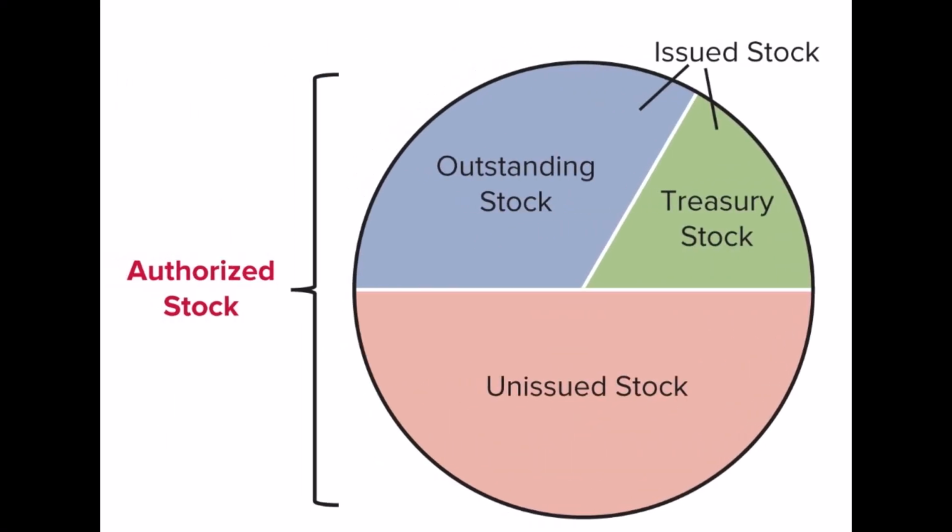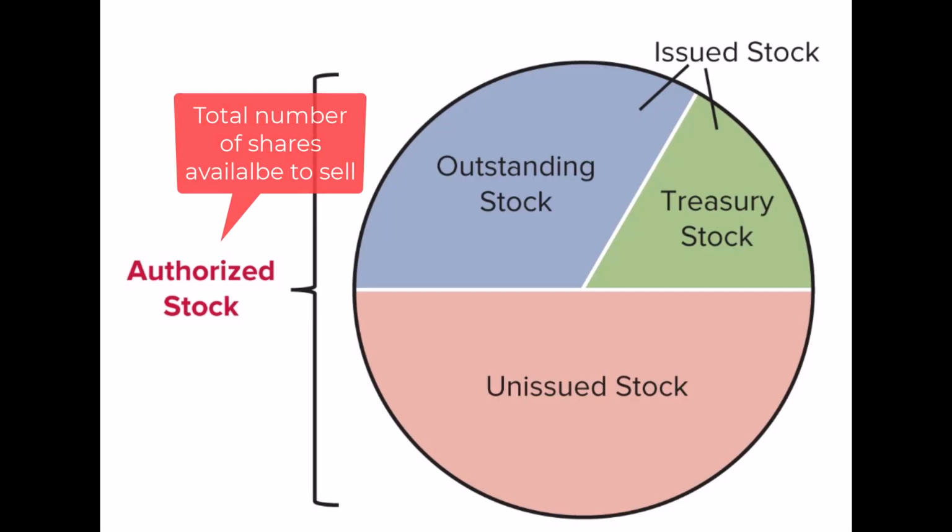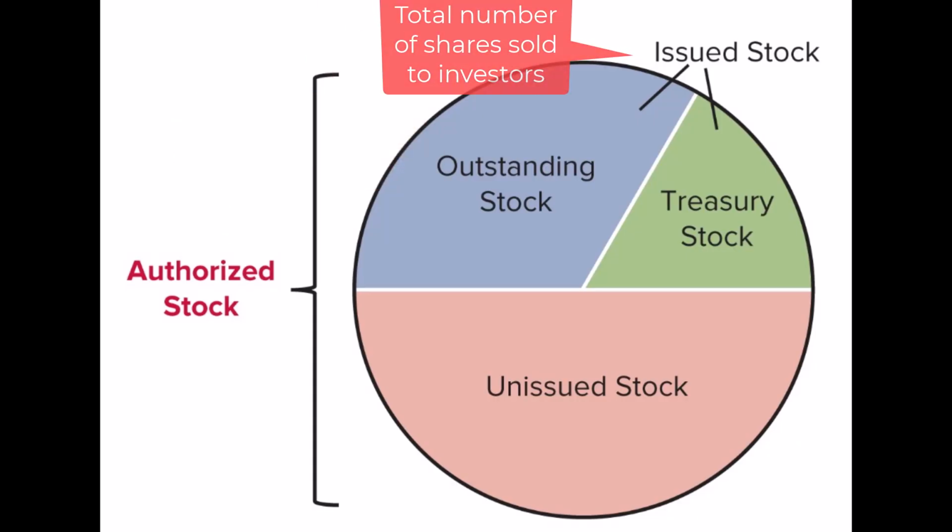Let's start with the basics of stock. When a company is formed, it's authorized to issue a certain number of shares. We use four main terms to describe a company's stock. Authorized stock is the total number of shares a corporation is legally allowed to sell, as stated in its articles of incorporation. Issued stock is the number of shares that have actually been sold to investors.